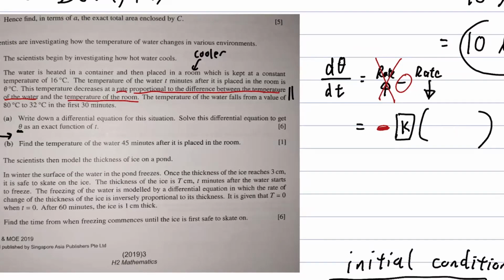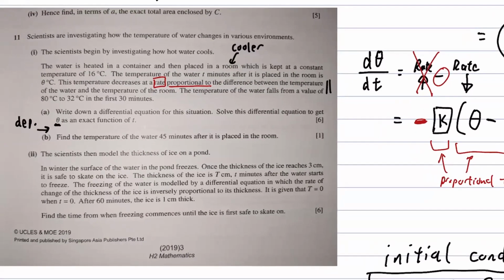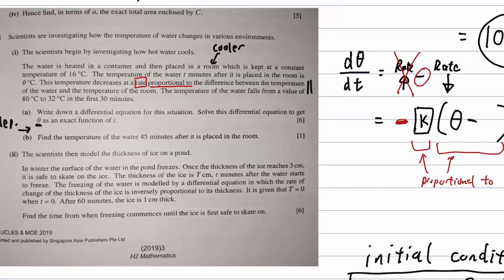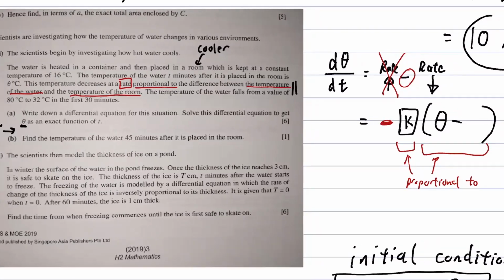Kt. No, read the question. Rate proportional to, maybe I should underline it more carefully. Rate is referring to d theta by dt. Proportional to is telling you it must be k times something. Theta minus the 16? Very good, exactly it is. Yes, theta minus, what is it? Let's read. Difference between temperature of the water and the temperature of the room. What's the room temperature? 16 degrees. Exactly. So it's minus 16. Yes, correct. See, you can set up already.